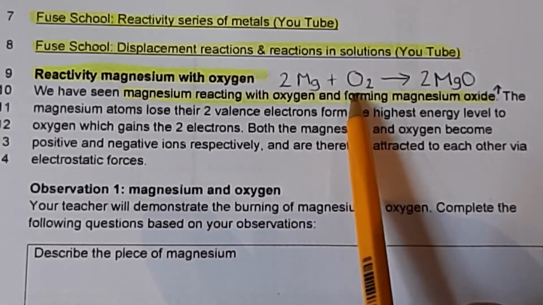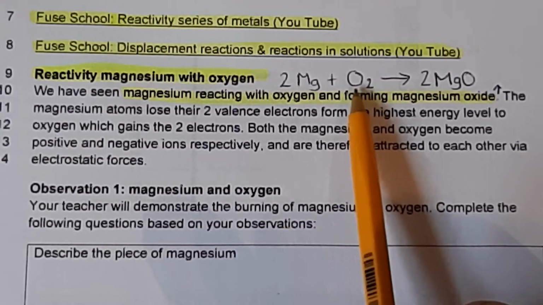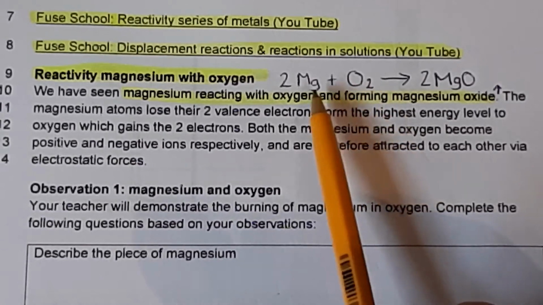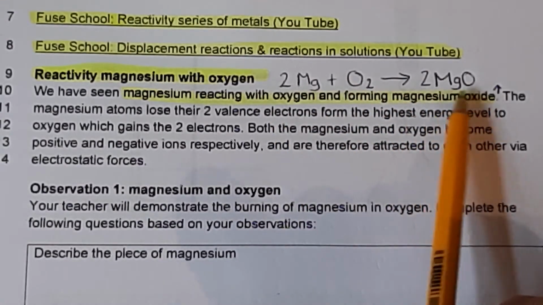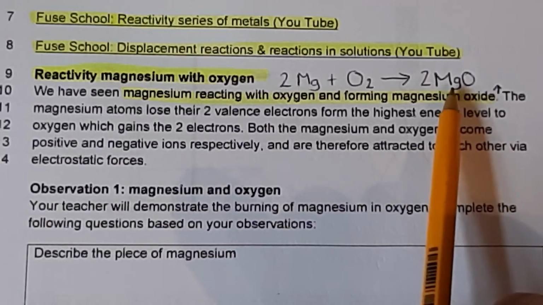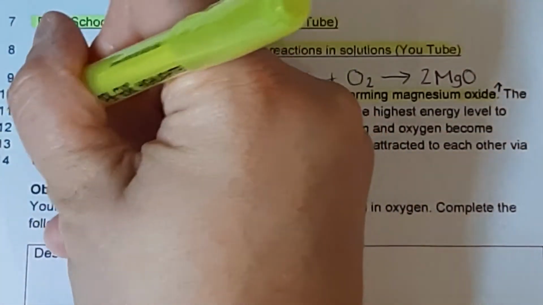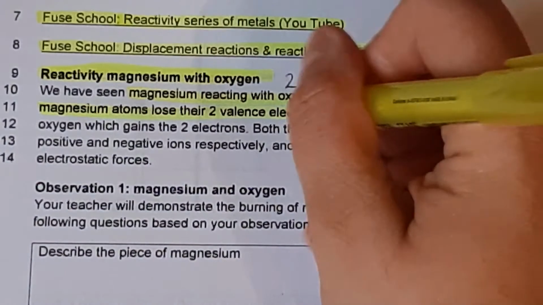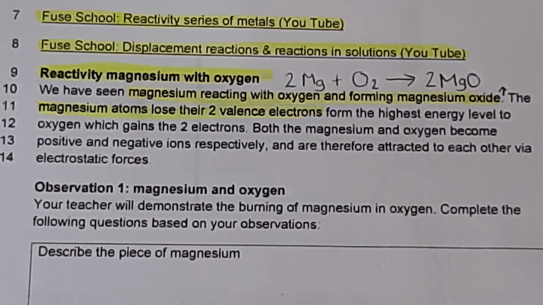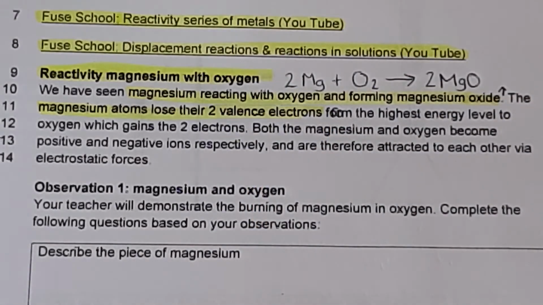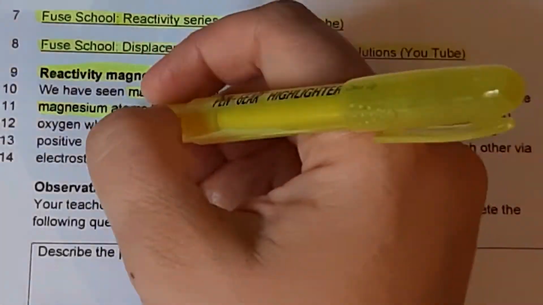Because oxygen is a diatomic molecule, O2, we can't write just O, it has to be O2. So because of that, we have to have two magnesiums and two magnesium oxides as well, because there's only one oxygen attached to the magnesium. So the magnesium atoms lose their two valence electrons. Now remember that valence electrons are the outer electrons, from their highest energy level, to oxygen, which gains those two electrons.